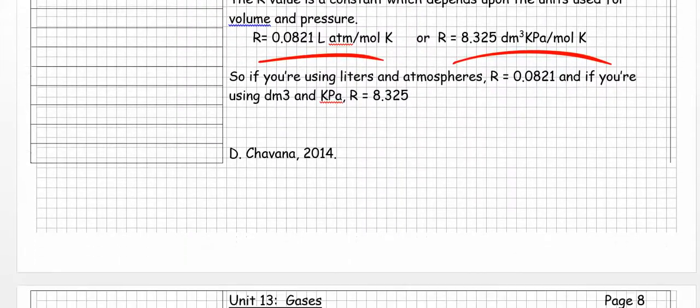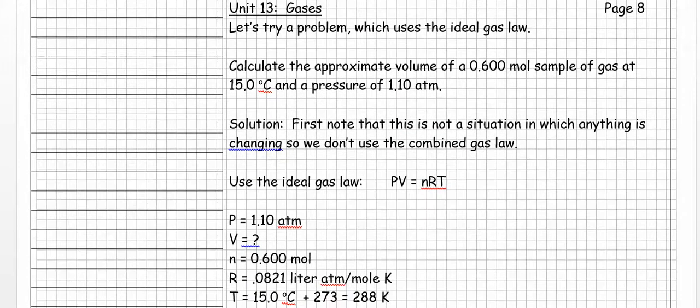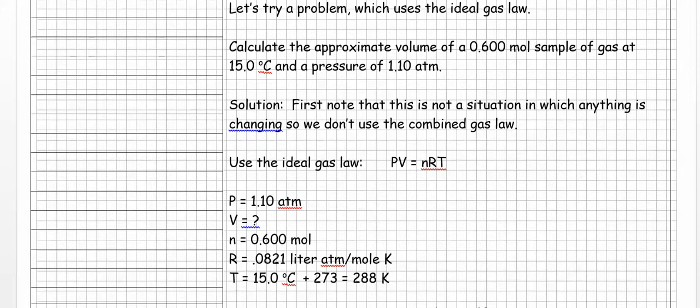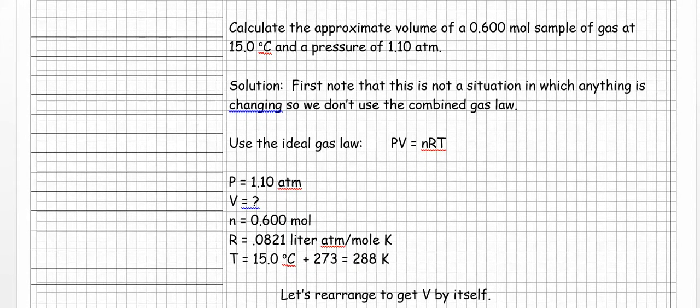So now we're going to take a look at a couple of different problems to make sure that we have a good grasp of this ideal gas law. Here's what it says: calculate the approximate volume. So we're looking for V of a 0.600 mole sample of gas at 15 degrees Celsius and a pressure of 1.10 atmospheres. How would we approach this? Well, the first thing we're going to notice is that nothing's changing. It's not a situation where pressure's changing or volume's changing or temperature's changing. So we're going to use the ideal gas law.